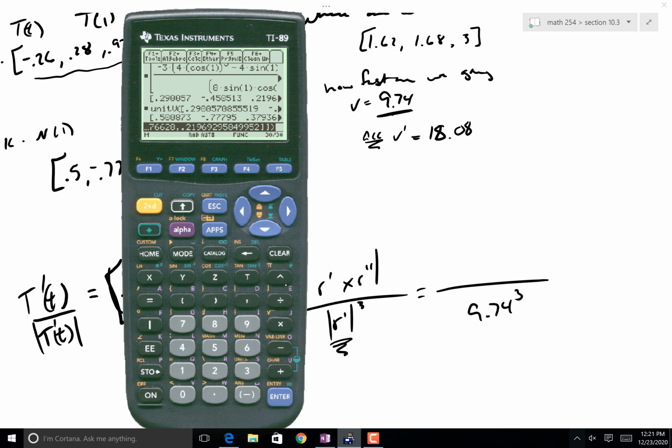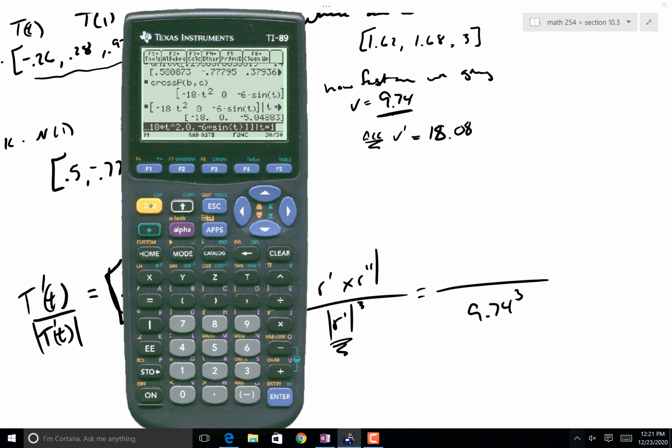So we need to go do this on our calculator here. We need cross product. I don't know what just happened, but whatever. Cross product of B, comma, C. Cool. And now we're going to evaluate that at 1, such that t equals 1. And then we're going to find the magnitude of it.